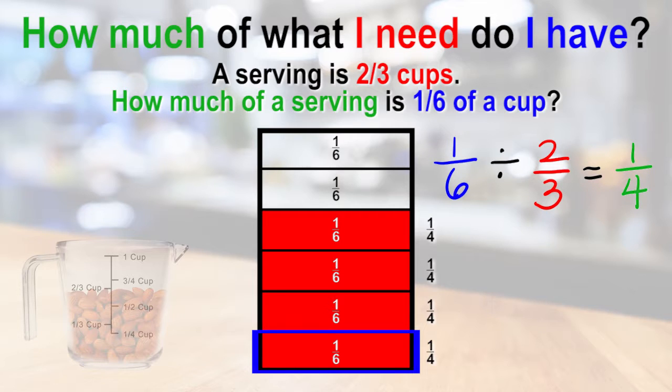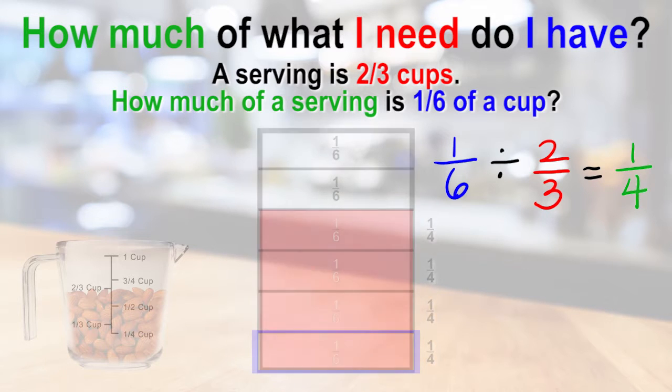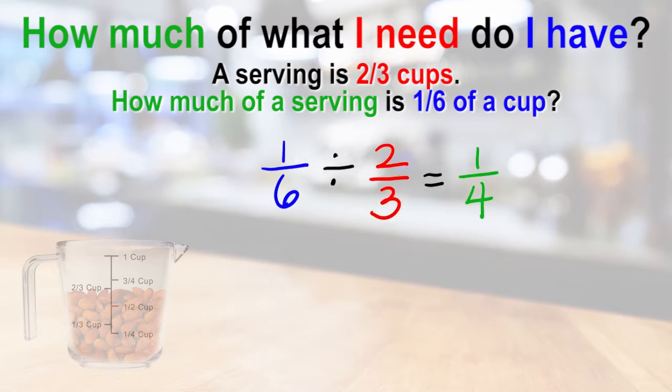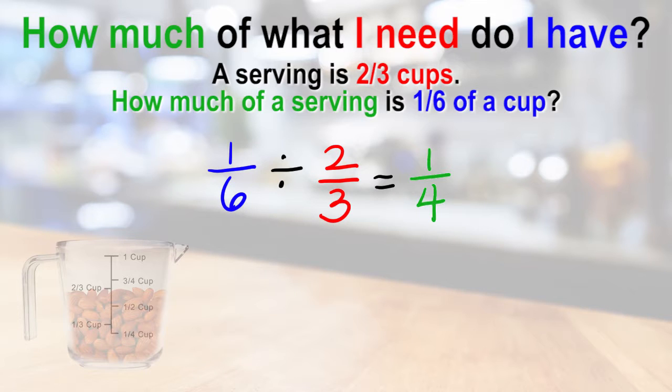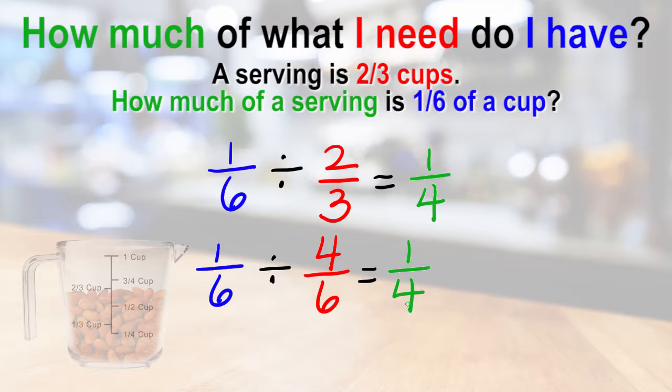Common denominators can also be used to solve this problem. 2/3 is equal to 4/6, so the problem becomes 1/6 divided by 4/6. When the denominators are the same, the numerators can just be divided. So 1 divided by 4 equals 1/4.